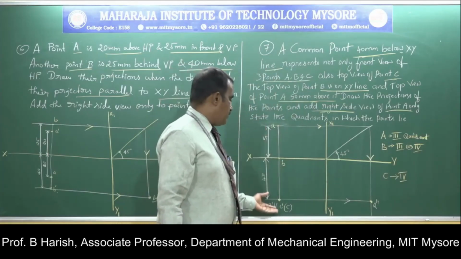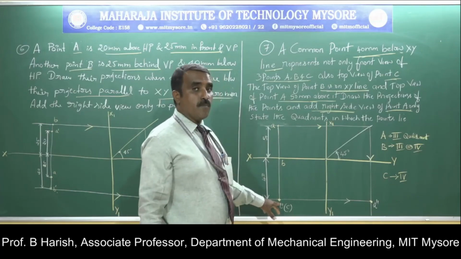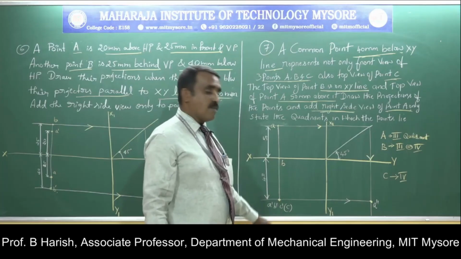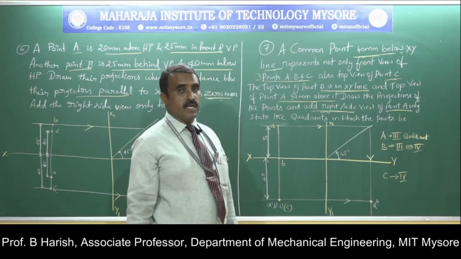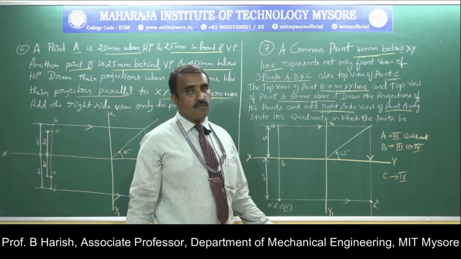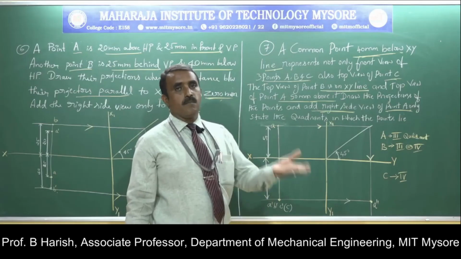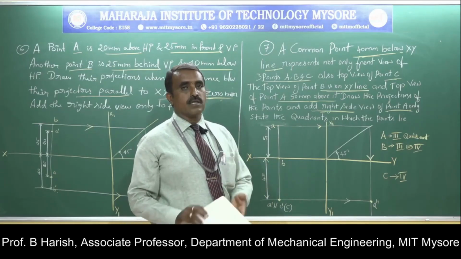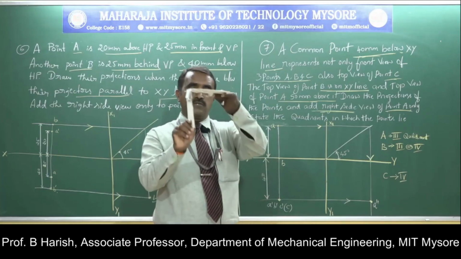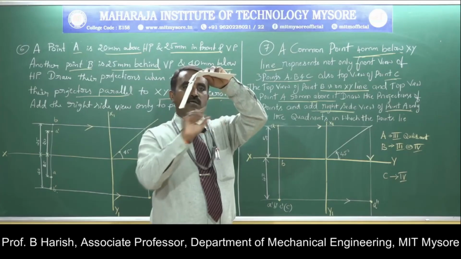Then come to point C. Here you can see that both the top and front views are below the XY line. We can get this condition only when the point is in the fourth quadrant. As discussed in the previous sessions, whenever a point is in the fourth quadrant, both the top and front views will be below the XY line. So this is the fourth quadrant, and somewhere the point is here.